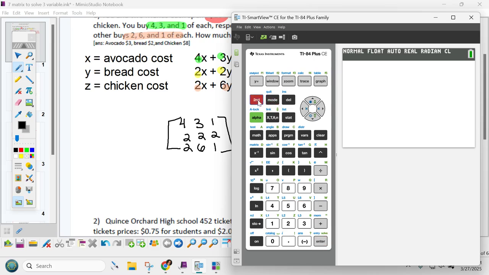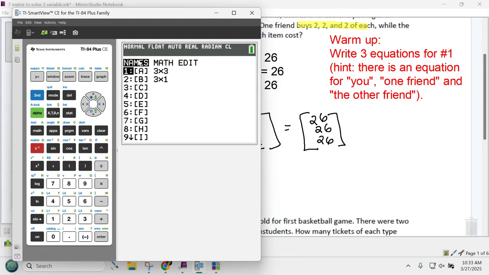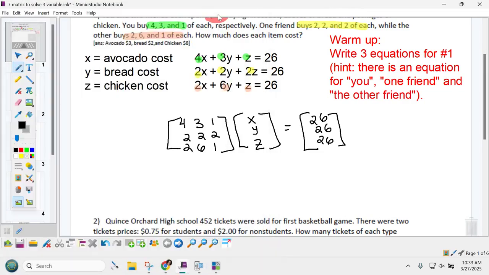Then I'm going to quit, go back into matrix, edit matrix B, 3 by 1, and all 3 rows here are 26. Again, back to the main calculate screen, and this time when I go into the matrix menu, I'm going to stay on names. Because when I solve this, this is matrix A, this is my variable, and matrix B. The matrix with the variables is going to be A inverse times B. Let's see what we get.